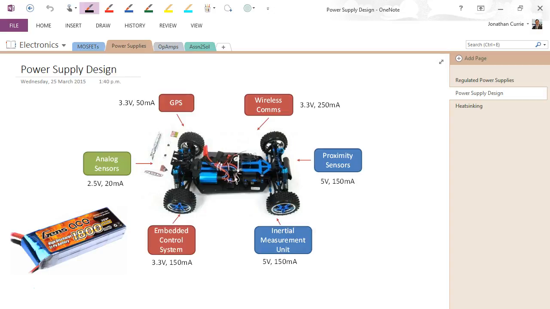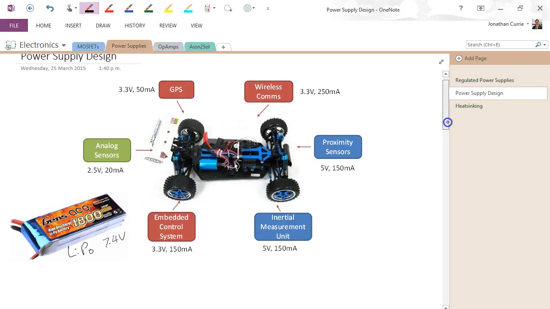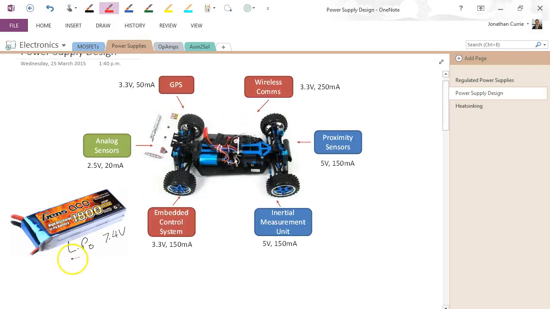problems a few years ago, and they had to come up with a DC power supply to supply all of the various I/O devices that were going to be on this remote control car, and it was going to be powered by a lithium polymer battery which was nominally 7.4 volts. So the problem is, simply stated, that we have an input voltage here, we have a number of output voltages, 3.3, 5 and 2.5, and I want you to design a power supply that is going to be able to supply each of these devices.